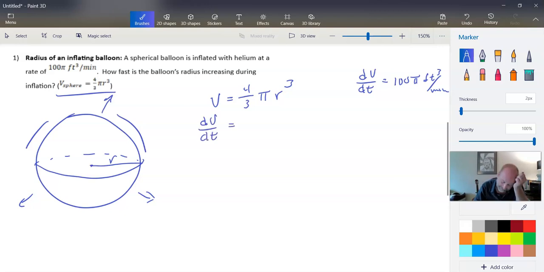Over here, if I take the derivative of the outside, that would be 4 pi r squared. And then I need the derivative of the inside, which would be dr dt. And conveniently enough, we want to know the change in radius with respect to time, and that's dr dt. That's what we're looking for.